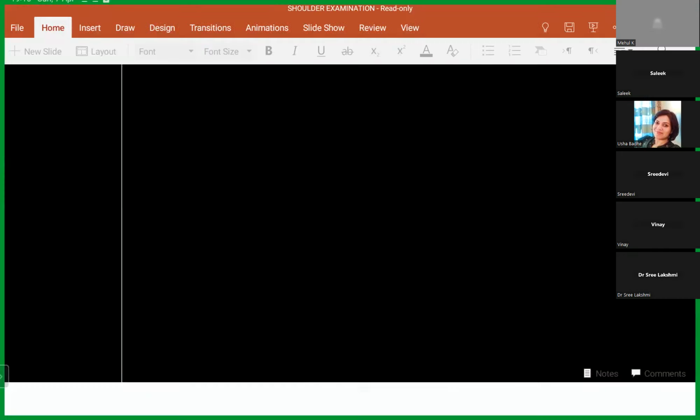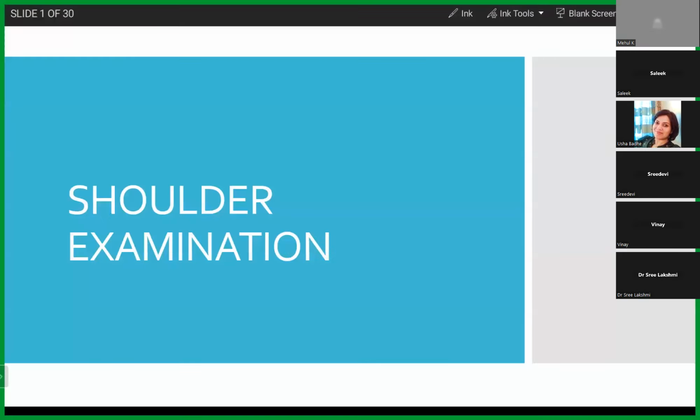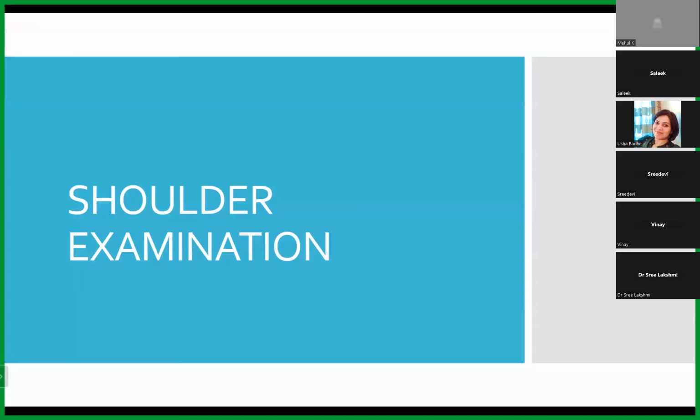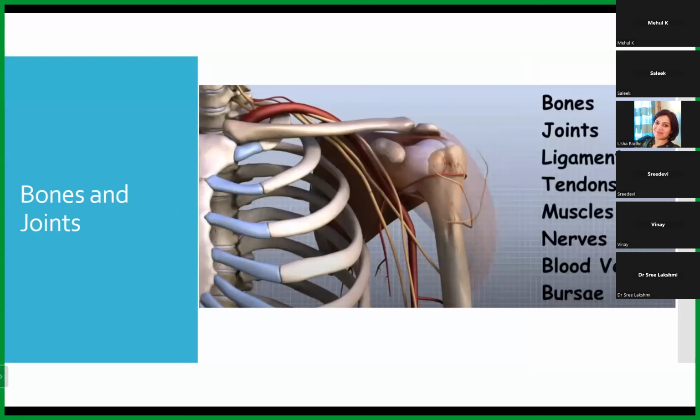Hello, good evening, everyone. I'll be discussing some 20 to 25 slides on shoulder examination. Initially, we'll be going through some basic anatomy, just the required part. After that, we'll be going through some general aspects of shoulder examination, followed by some specific examination targeted to specific pathologies.